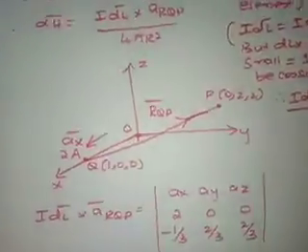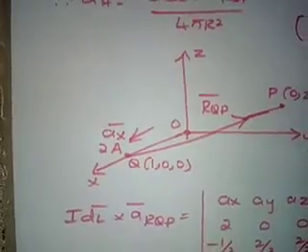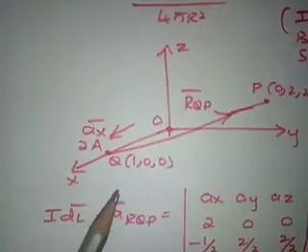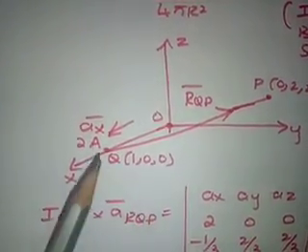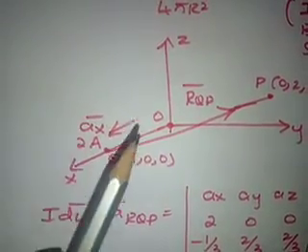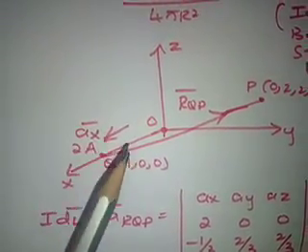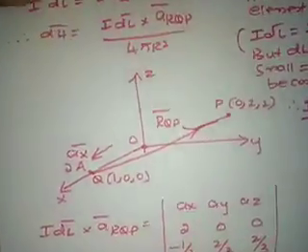I have sketched the coordinate system here. So that is Q, the location (1, 0, 0), and the direction of the 2 ampere current is along the direction of ax. It is in the direction of ax.